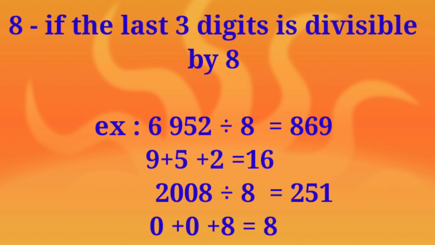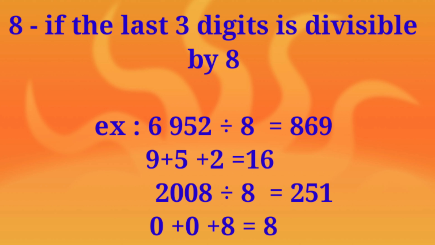Now, take a look at the last 3 digits, 9, 5, and 2. If you are going to add all of these, the last 3 digits, that makes 16. And 16 is divisible by 8, because if we divide 16 by 8, that makes 2. Alright, let us now come to the next example.